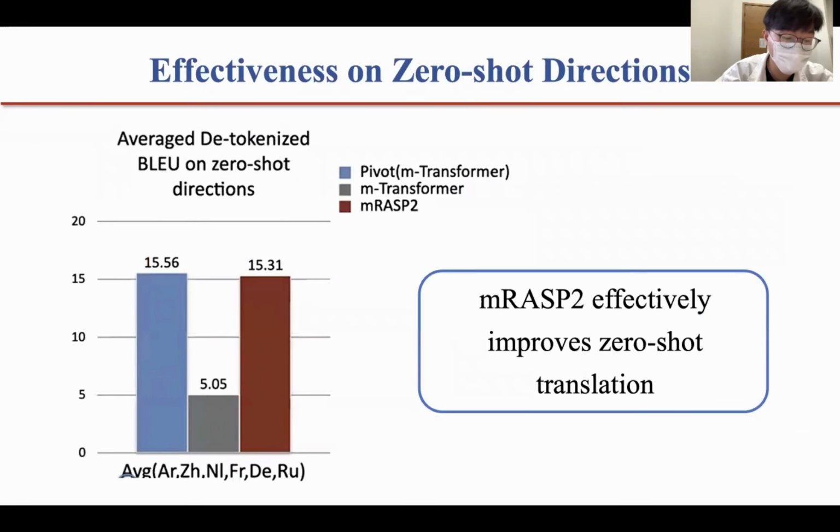The last is the zero-shot direction. The blue bar represents the bridging model, which is a very powerful model, but mRASP2 can achieve the same result.